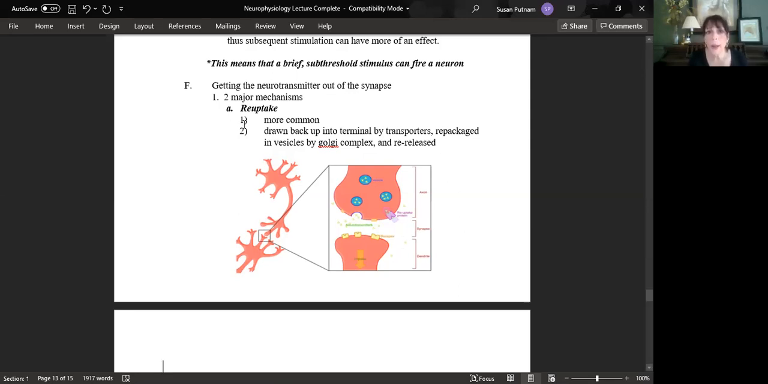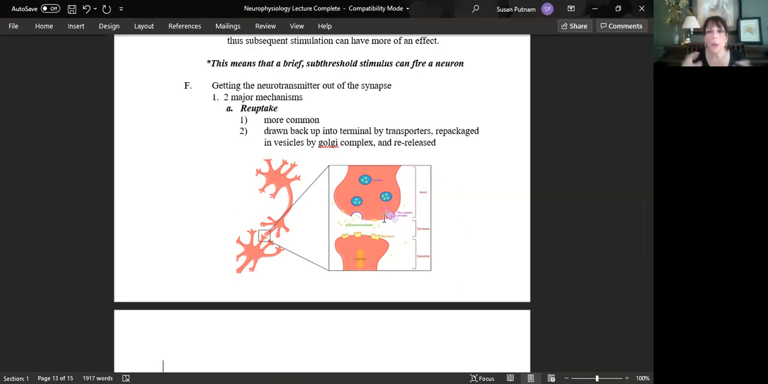First way, reuptake. This is the more common way according to some sources. The bottom line is though, you have little elevators. I call them little elevators, transporters. Here are the vesicles, neurotransmitter molecules. They're being released into the synapse. Now we've got a little transporter that will grab them and take them back up into the same neuron from which they were released.